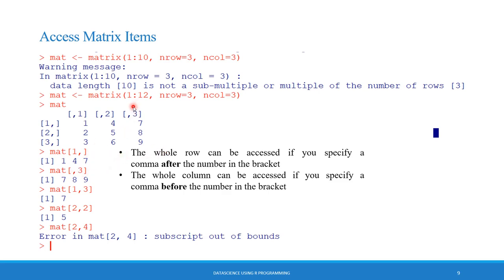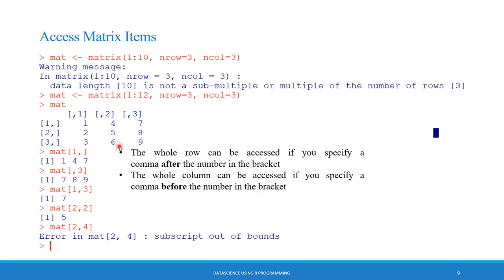In case you want to access a particular column, for example, let's consider I want to access the third column of the matrix, I have to mention the matrix name, within the square bracket a comma followed by the column number.